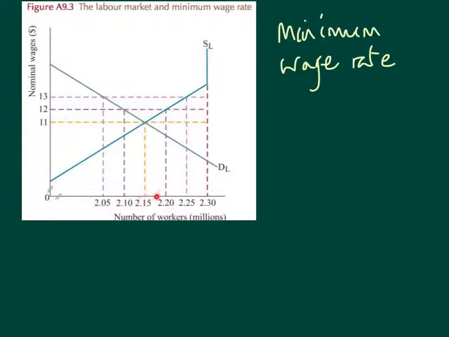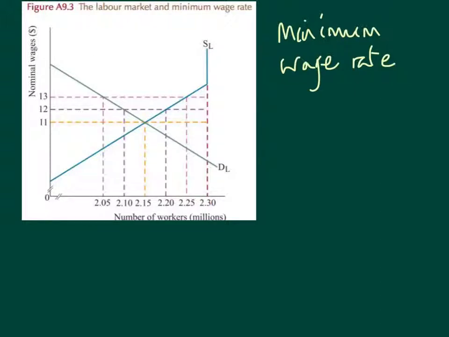We actually call this involuntary unemployment. There are people there who want work but cannot find it. In fact, 2.2 million workers are there, but the market will only employ 2.1. So those people are going to be unemployed, and we call this involuntary unemployment. The quantity of workers who choose not to work, those between 2.2 and 2.3, are voluntarily unemployed. We call this voluntary unemployment.